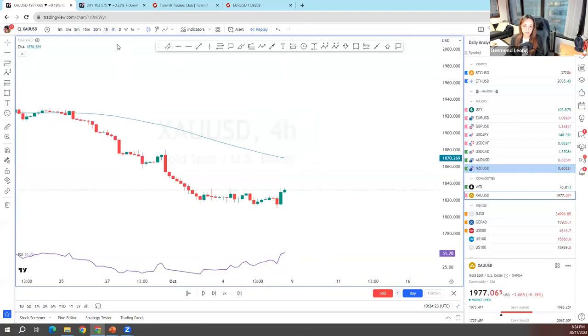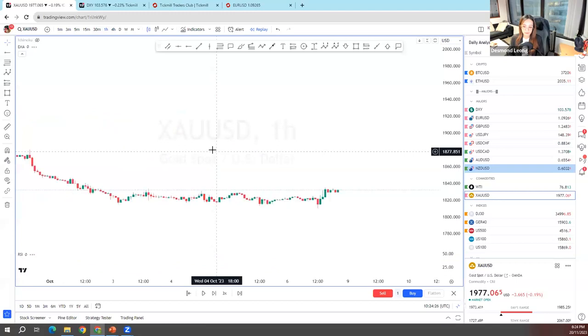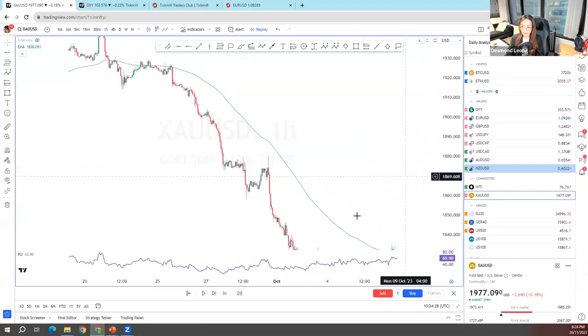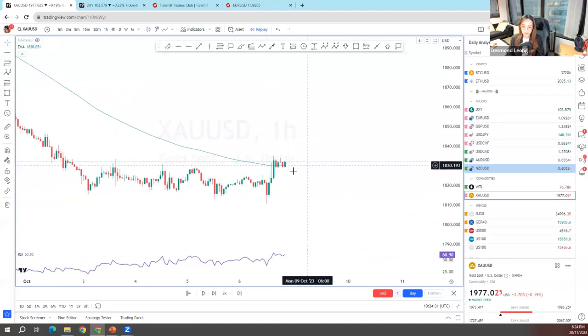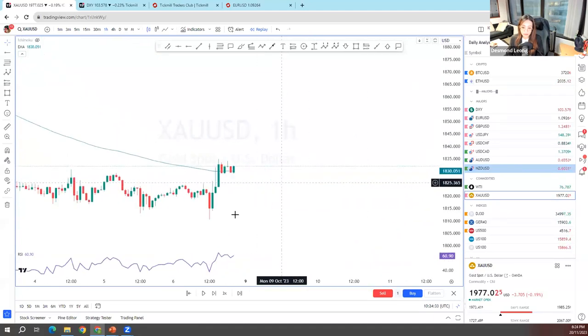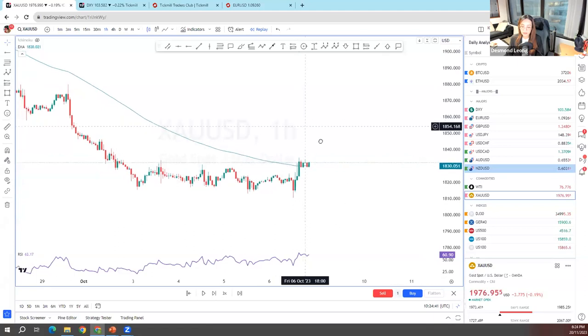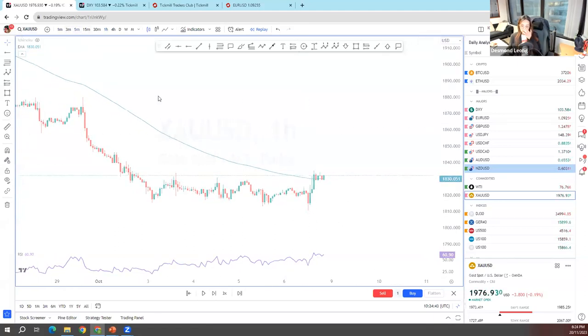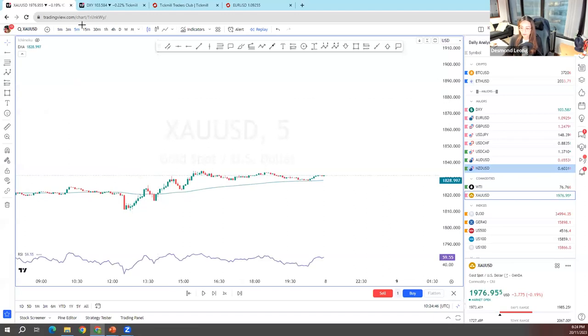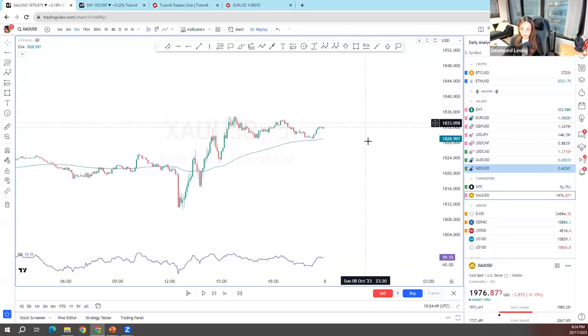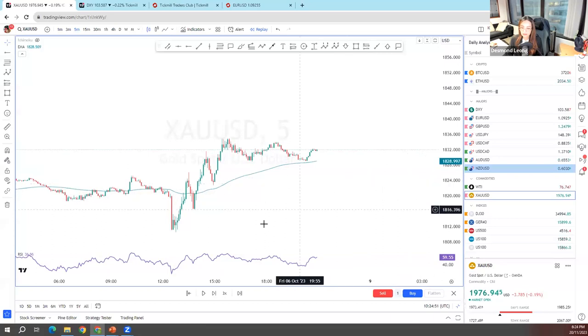Then you can go to H1. What you can see in H1 now is that price has already broken above EMA 100, which is the green color here, right? So now we go to look at M5. If price is in an uptrend, it has to go above EMA 100 and 200 in M5.